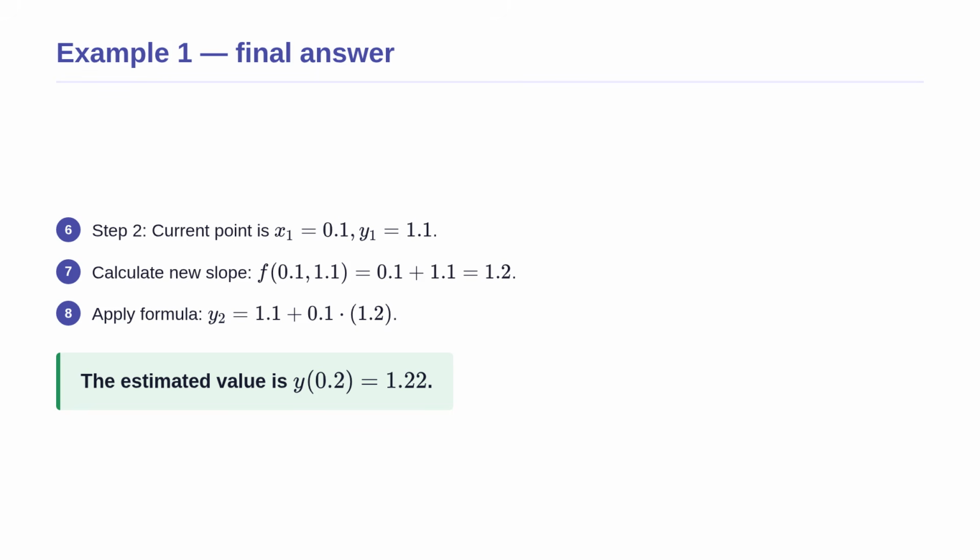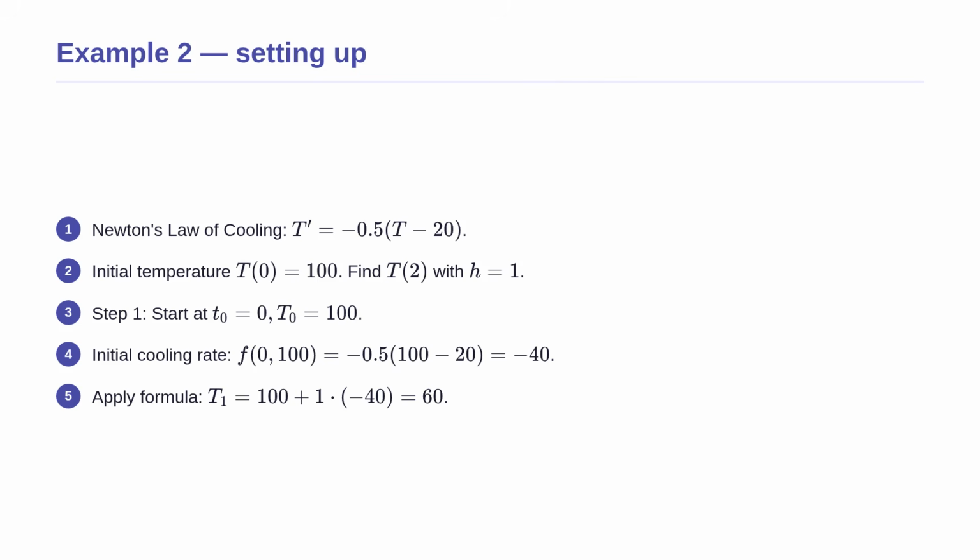Adding this to our current height yields our final estimated value. After 2 steps, we find that y at 0.2 is approximately 1.22. Let us apply this to a real-world physics problem. Newton's law of cooling states that temperature changes based on the difference between the object and the room.